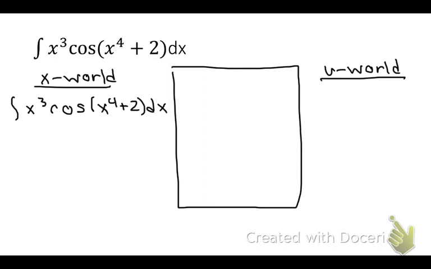Any guesses at what our u would be this time? Think about which piece has its derivative appear somewhere else in the problem. The u that we're going to want to pick is x to the fourth plus 2. Now when I take the differential, I'm going to get du equals 3x cubed dx. Whoop, my bad, 4x cubed dx.